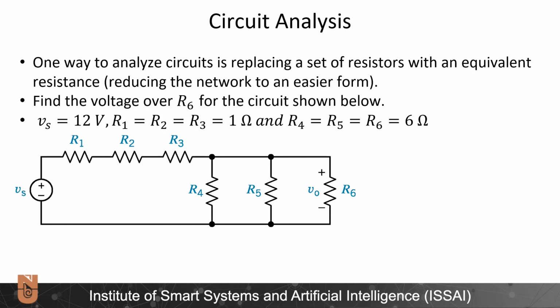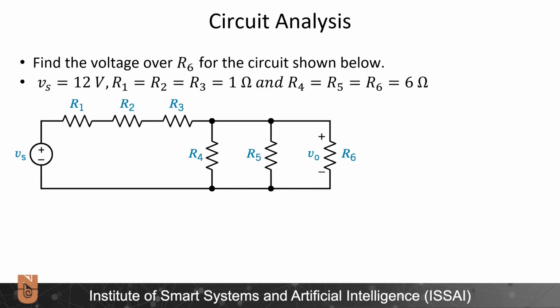In this example, we need to find V out, and one way to analyze these circuits is replacing a set of resistors with an equivalent resistance, and thereby reducing the network to an easier form. Let's solve this example. Here I can start solving this circuit by reducing R1, R2, and R3 to a single equivalent resistance. These are in series and they have the 1 ohm value, so the resultant resistance will be 3 ohms.